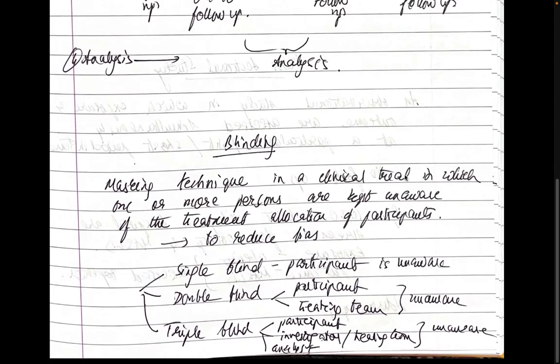What is blinding? Blinding is a masking technique in a clinical trial in which one or more persons are unaware of the treatment that is allocated. So this is in order to reduce bias. So there's single blind in which the participant is unaware, double blind in which the participant and the treating team are unaware, triple blind, the participating person, the treating team or the investigator, and the analyst are all unaware.